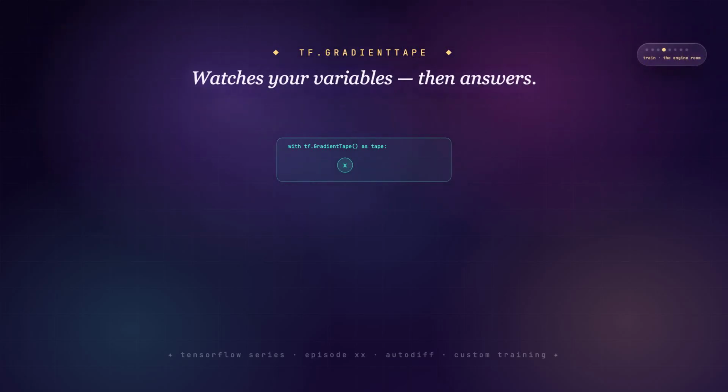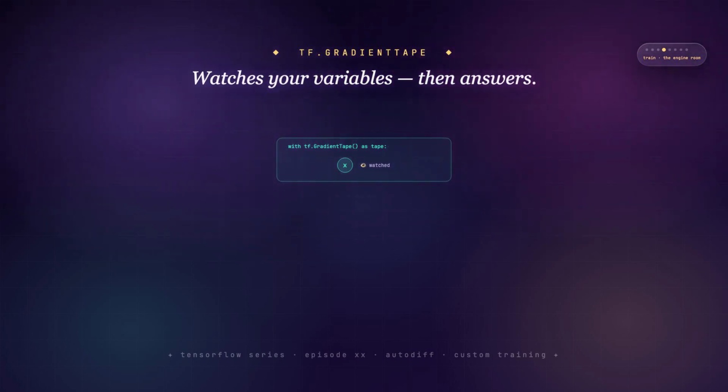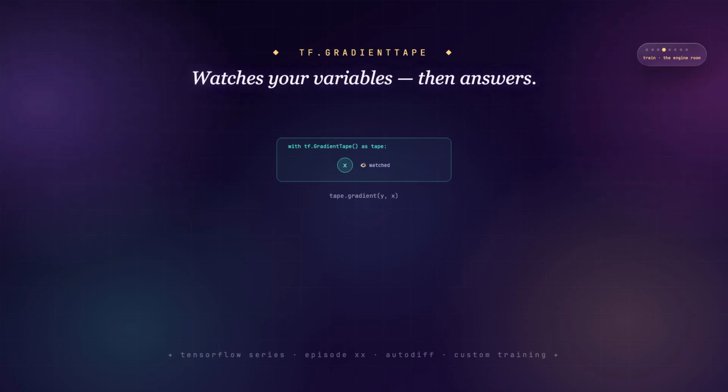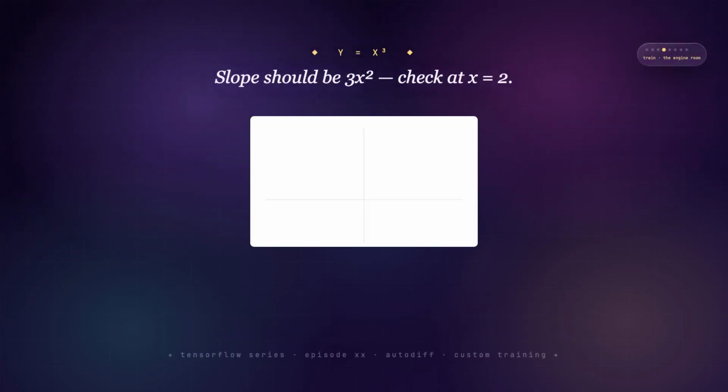The tape is a real object, tf.GradientTape. Inside its with block, TF watches every trainable variable you touch and remembers the math. Step outside the block, call tape.gradient(target, sources), and it hands you the derivative. It's that literal. The tape watches, you ask, it answers. Let's prove it isn't magic.